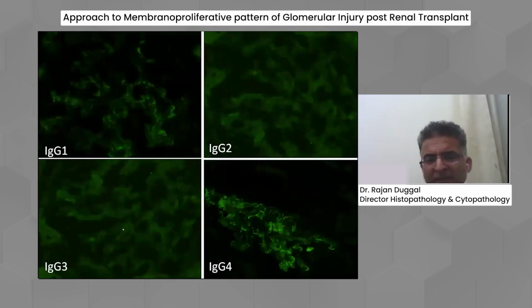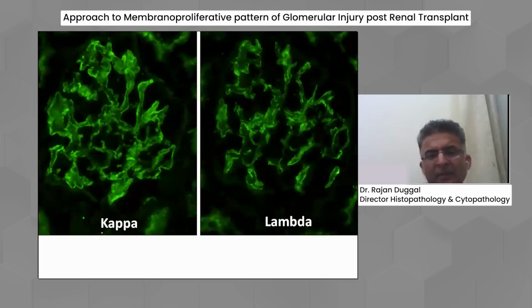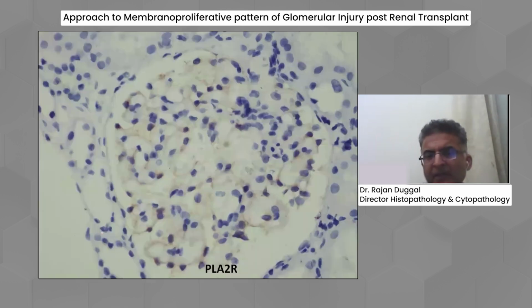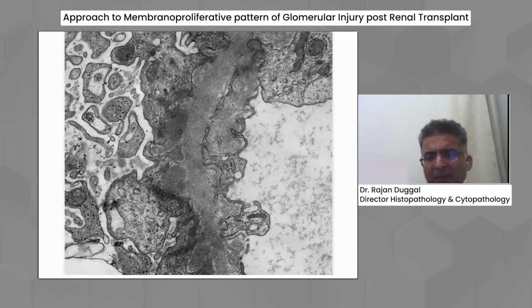We did IgG subclasses also. The IgG subclasses showed more IgG4 than IgG1. IgG2 and 3 were negative. Kappa lambda was showing equal staining. There was no light chain restriction. PLA2R was negative. We did electron microscopy.